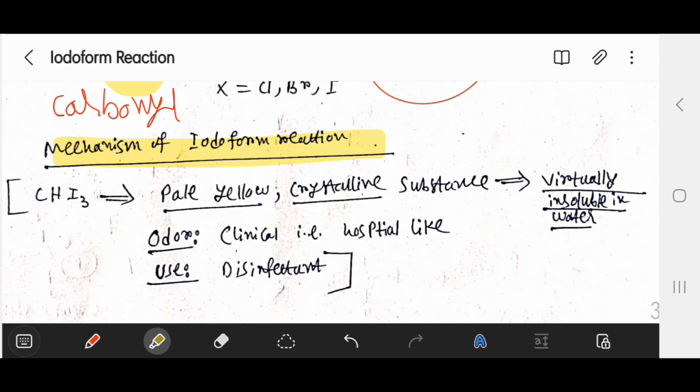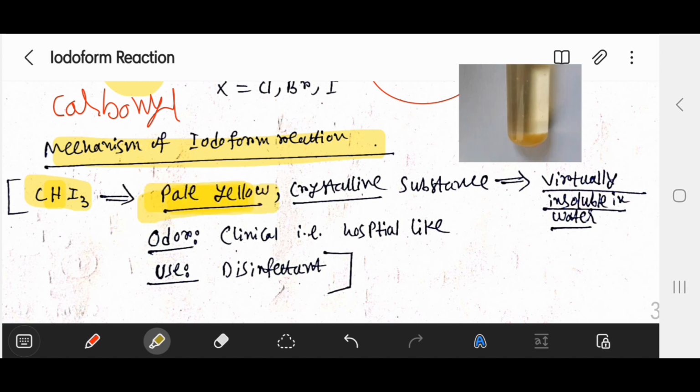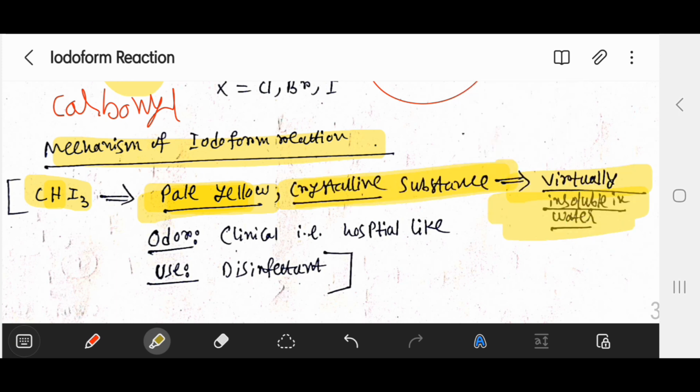We must discuss some properties of iodoform. Iodoform is pale yellow in color, as shown on screen. It is a crystalline substance, virtually insoluble in water. The solubility in water is pretty low, but it is somewhat soluble in organic substances like acetone.